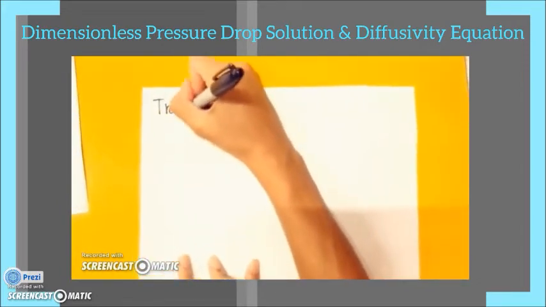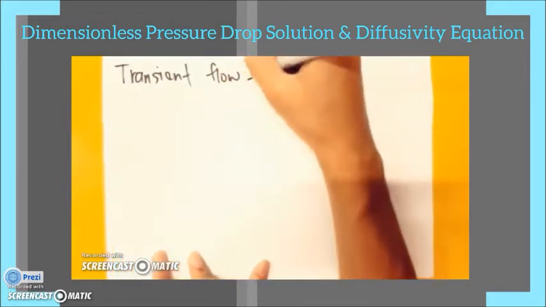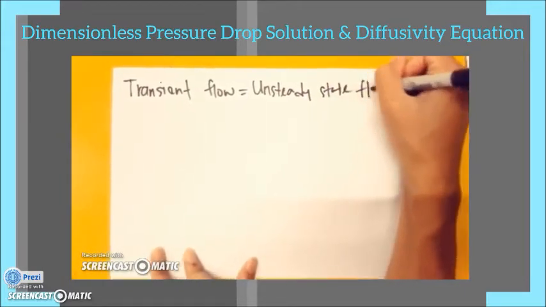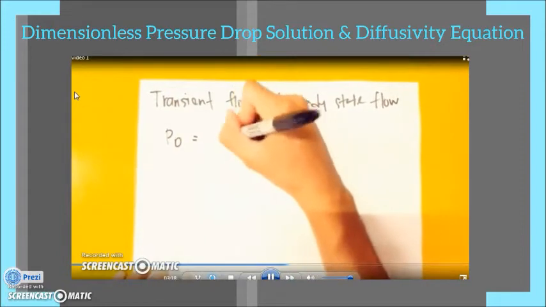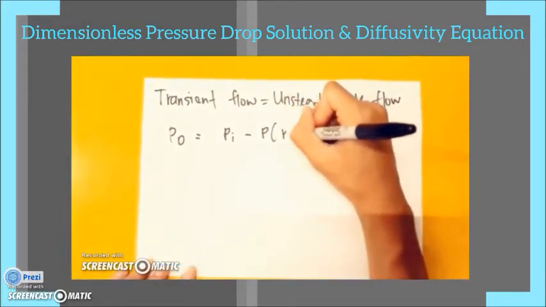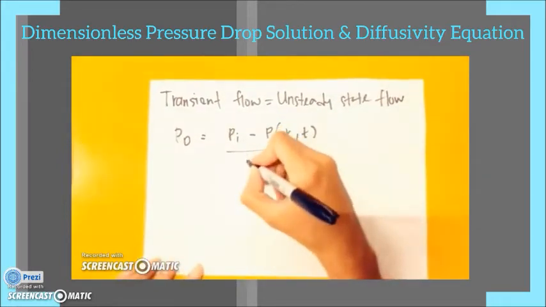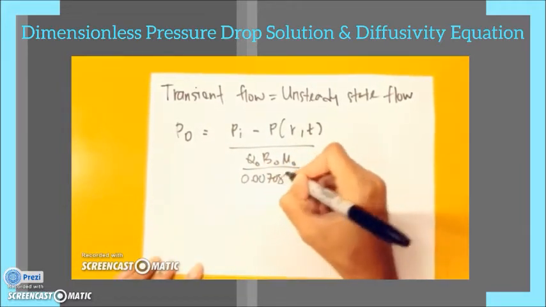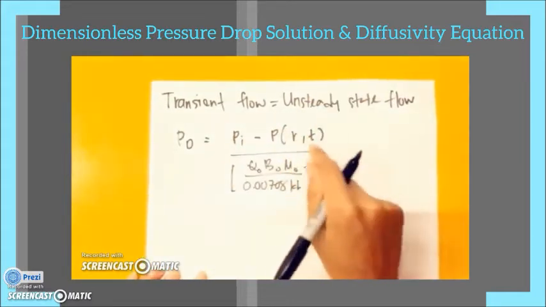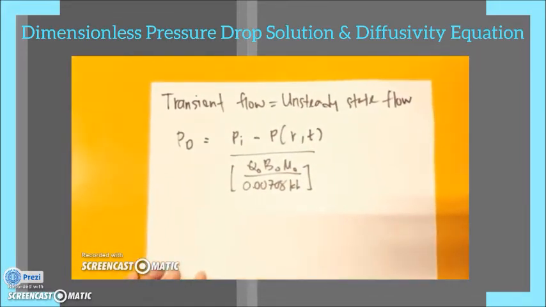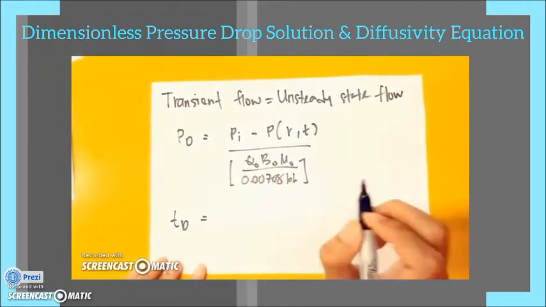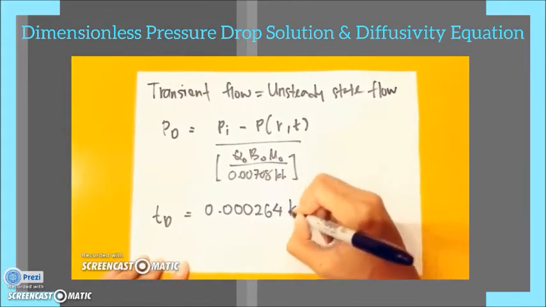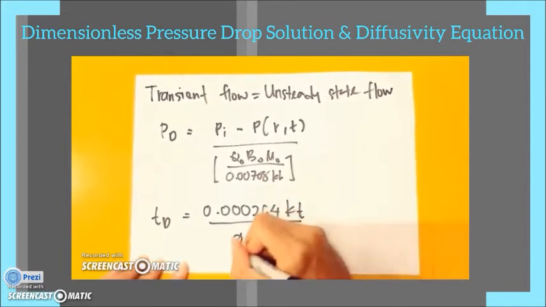Next, in transient flow analysis, which is unsteady state flow, pD is a function of dimensionless time and can be defined as pD equals pi minus p, a function of radius and time, over Q naught B naught mu naught over 0.00708 kh, where dimensionless time equals 0.000264 kt over porosity mu ct rw squared.